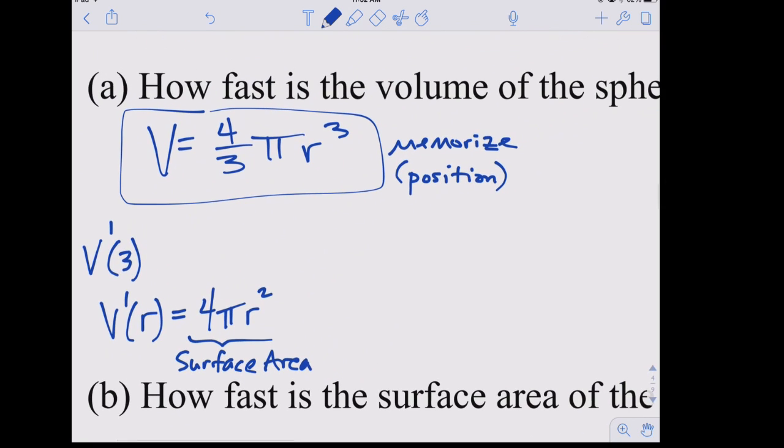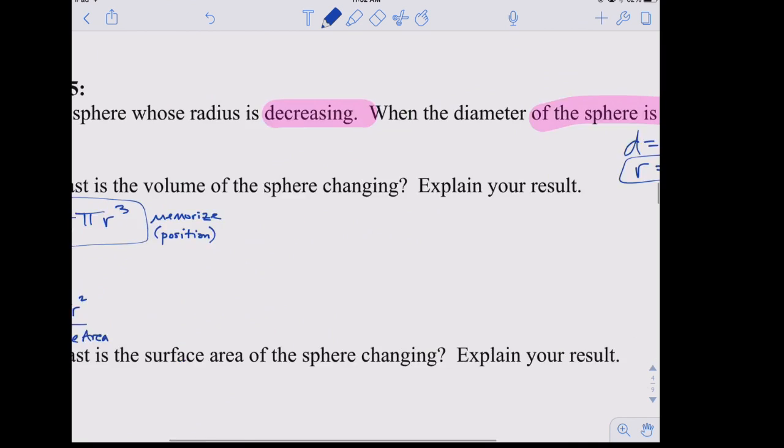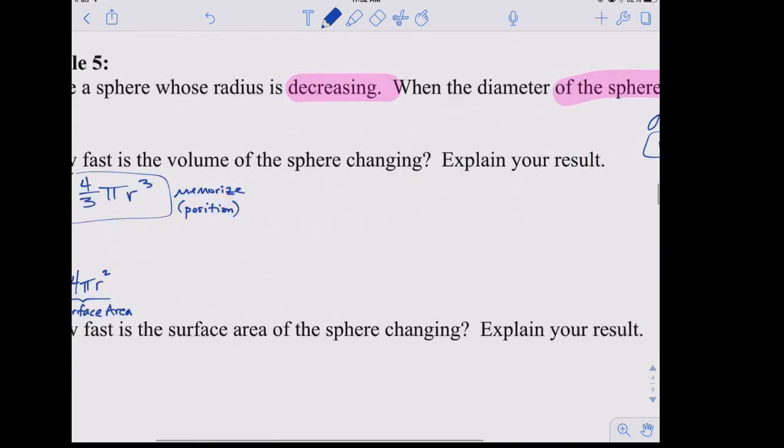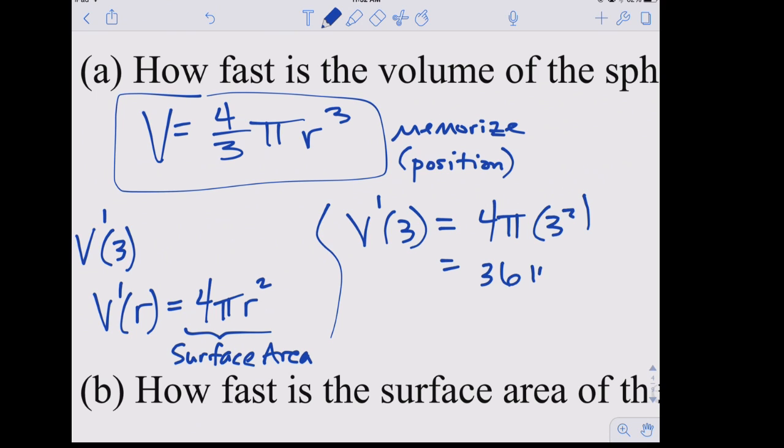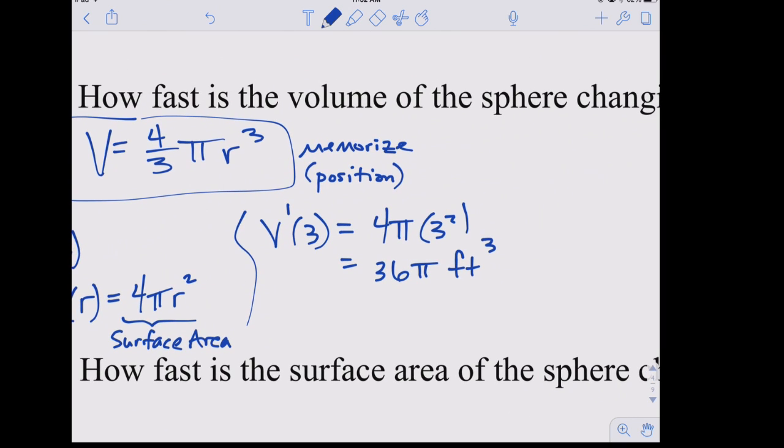Now that I know V prime of R, now I can plug it in. How fast is the volume changing exactly at the moment when the radius is 3? Well, what's V prime of 3? It's going to be 4 pi times 3 feet squared, which is 36 pi cubic feet. Per what? Foot.